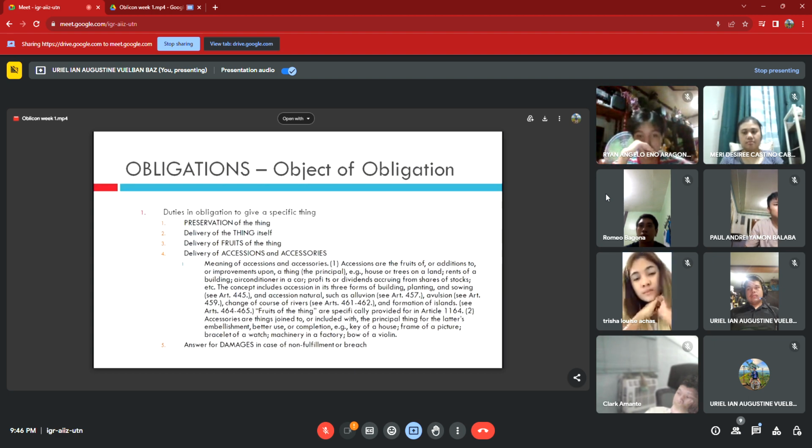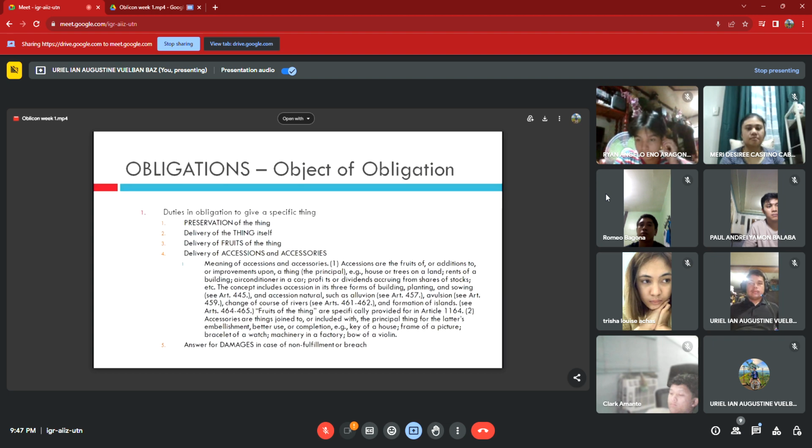The third duty is the delivery of the fruits of the thing. Now fruits can be of different kinds. You have natural, you have industrial, and you also have civil fruits. Natural, if there is no intervention of humans in the fruits. For example, if there is a tree on the land, the fruits are without spraying, without human intervention. That's natural fruit.